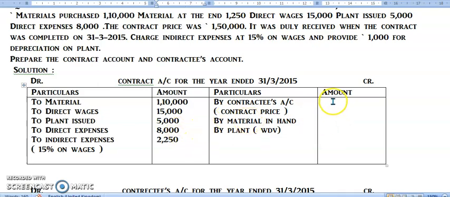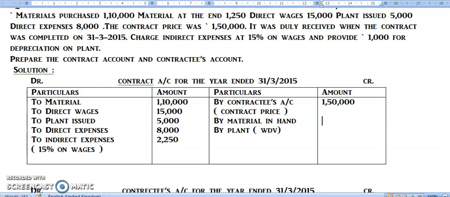After that you have by contractees account, where you are writing the contract price. You write the contract price directly because this contract has been fully finished. Nothing more has to be done, so there is no matter of work certified, no matter of work uncertified, and in short there is no recording of any kind of WIP, that is work in progress. So 1,50,000 will be recorded directly as it is.